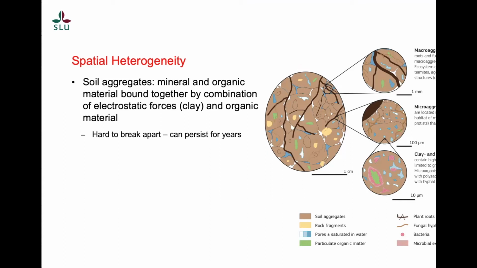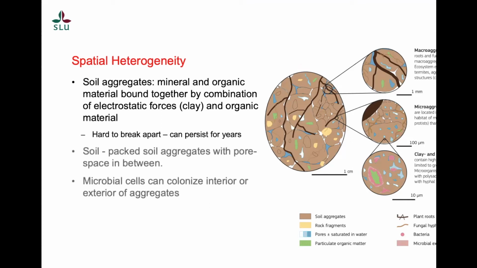In general, the microorganisms can inhabit every part of an aggregate, but different soil types will have different pore sizes between them. This is where you get differences in whether or not they hold a lot of water after it rains. Microorganisms can colonize the interior or the exterior of the aggregates. On the exterior, when you have water between these pore spaces, you're going to have a fair amount of mineral or nutrient availability.